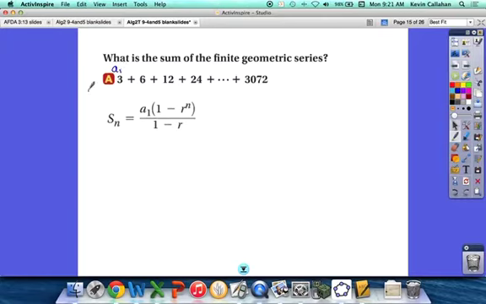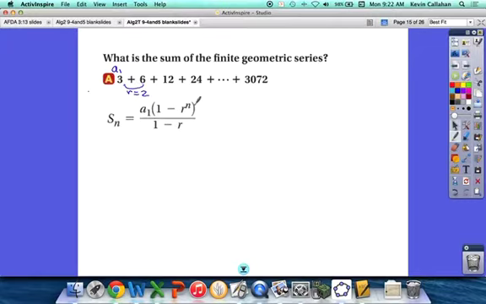Can we tell what the R is? This is the common ratio, right? What is the common ratio in this geometric sequence? It looks like you keep multiplying times 2, right? So the R equals 2. So that's what we'll plug in here. And then what's the last thing that we need? We need the n. How many terms are we adding up? And that was not given to us.